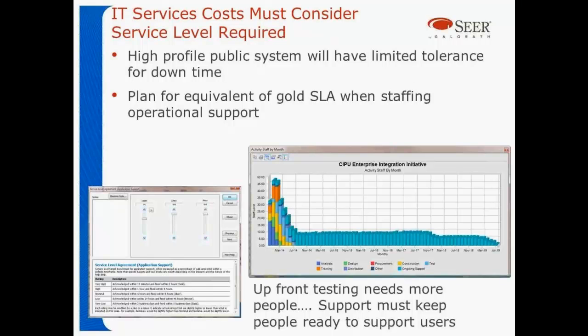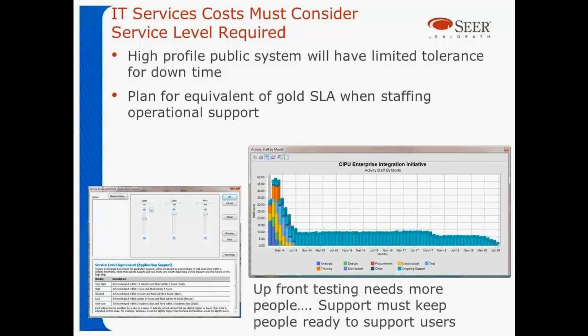Now, there's more. IT services are a large part of that whole puzzle. And here, in an example we ran looking at something like HealthCare.gov, there's limited tolerance for downtime. Now, we've had downtime, but everybody wishes there wasn't. So the plan should be for a goal level, a top-level service level agreement kind of staffing.